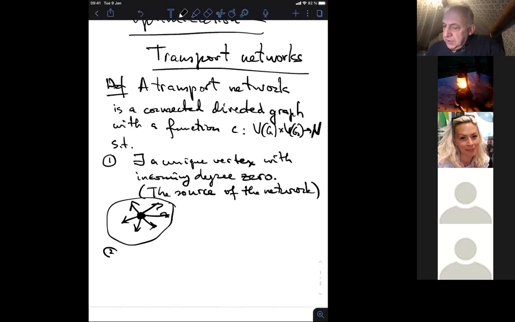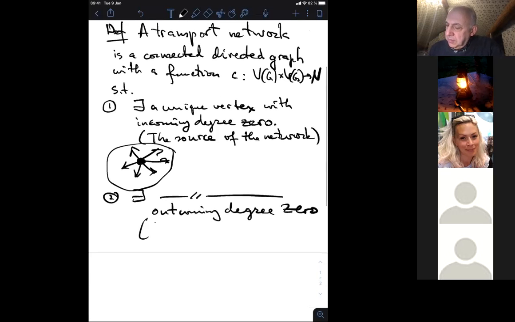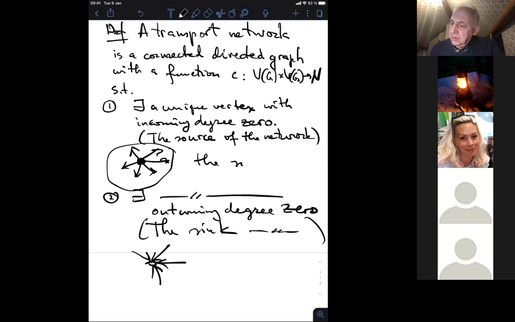Okay, then there exists a unique vertex with outgoing degree equal to 0. This is called the sink of the network. That means that all edges are directed towards it. So this is the source, and this is the sink. Water comes out of here and goes down into the sink.